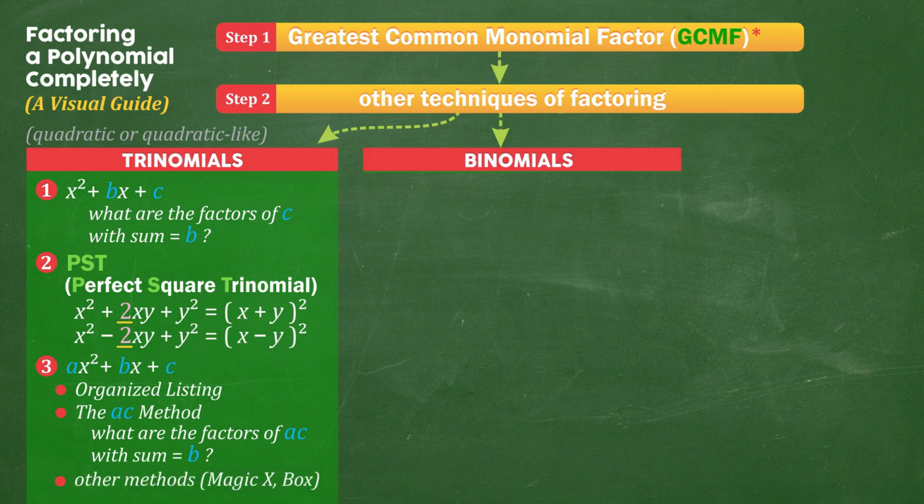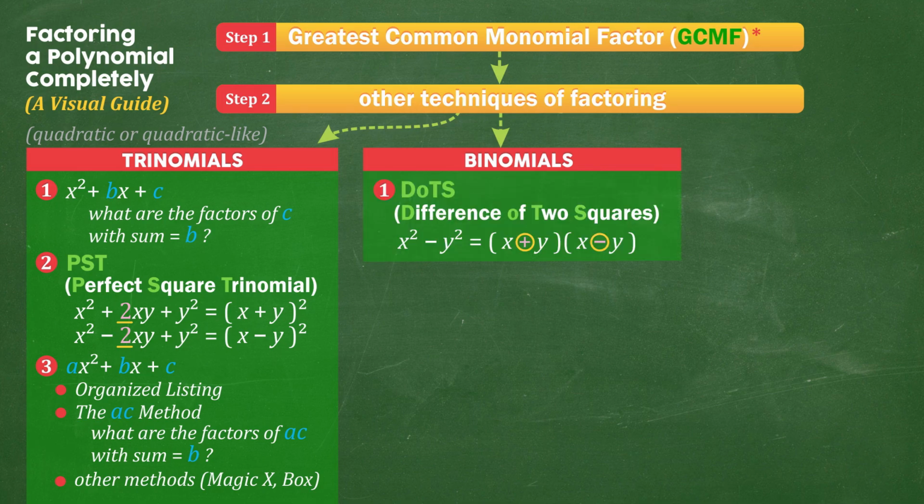Now, if what's left after getting the GCMF, the greatest common monomial factor, is a binomial, you have 2 cases. Ang first case is a difference of 2 squares. Madali lang, bakit? The first thing on your mind should be plus minus. And then, put the square roots of the first and the second term of our difference of 2 squares.